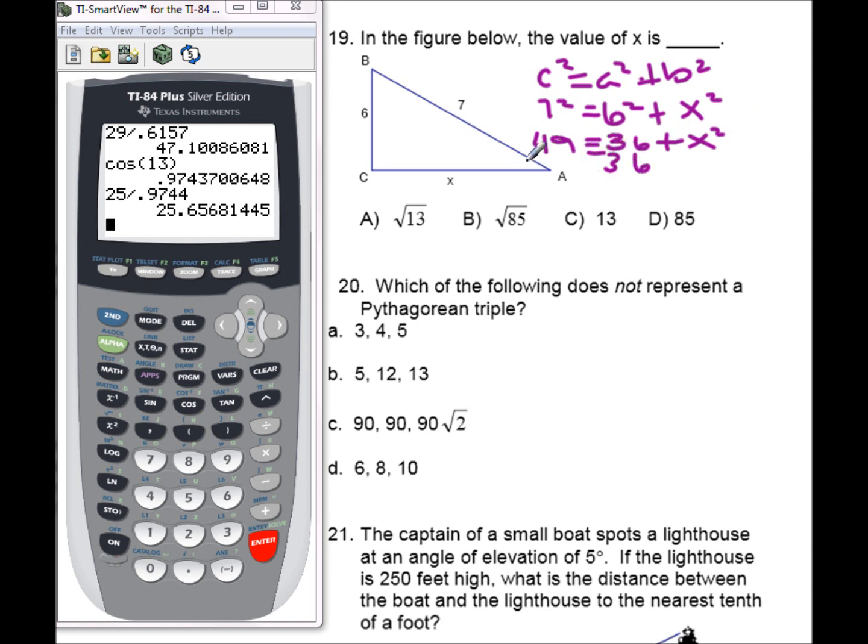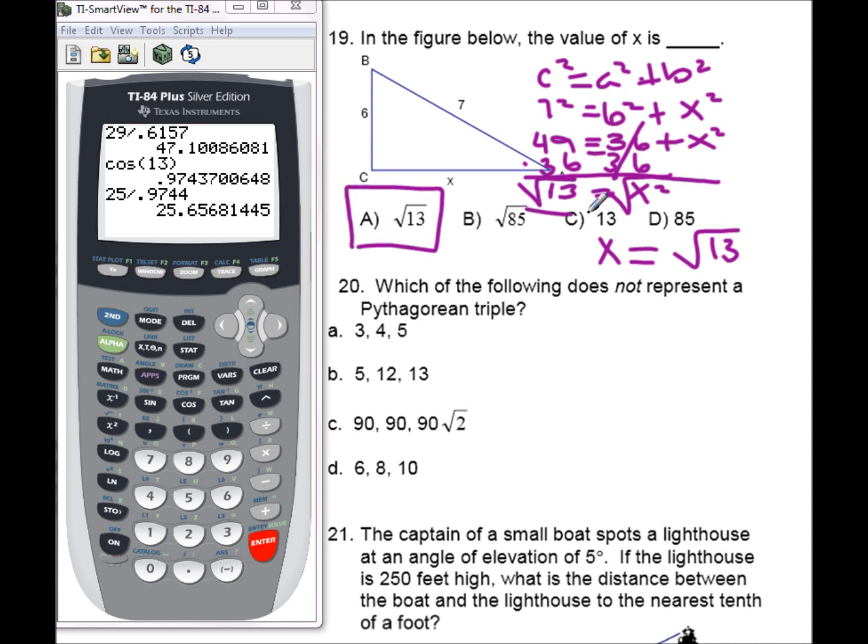I'm going to subtract 36 from both sides of my equation. So I get 49 minus 36, which is 13, and that equals x squared. In order to find x, I take the square root of both sides, and that gives me x equals the square root of 13. Normally, I would have put that in my calculator. However, the answer choice was there, and I could identify that in the middle of my equation.